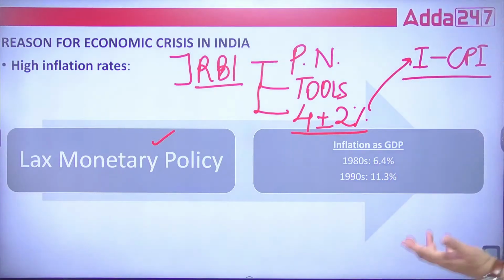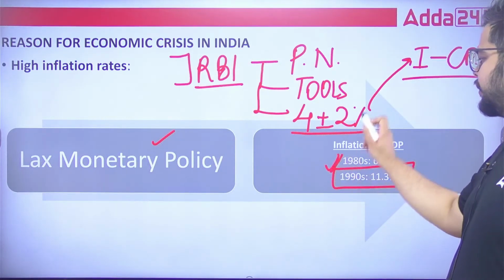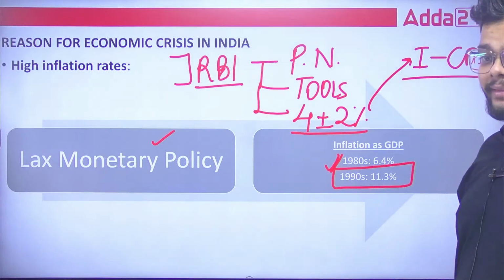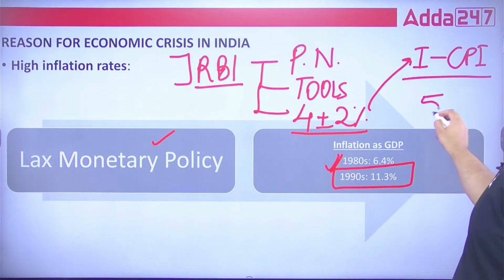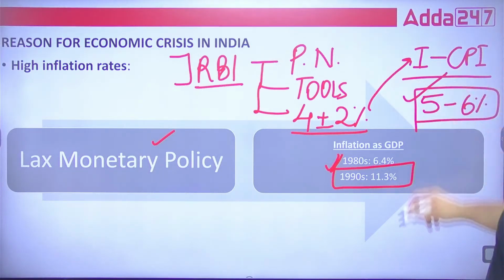After all these initiatives and many more, we are in a position that we can say from the 1990s, where 11.3 percent was the inflation rate, right now we stand around 5 to 6% only. So that's an achievement which is commendable.